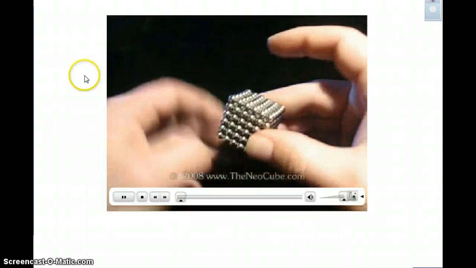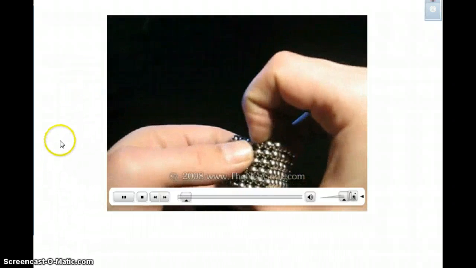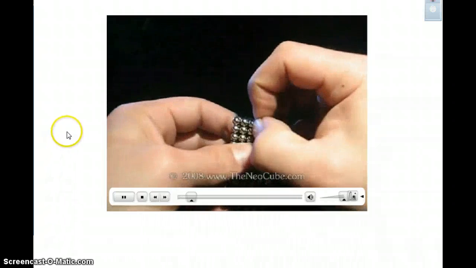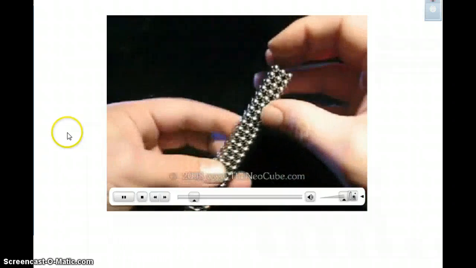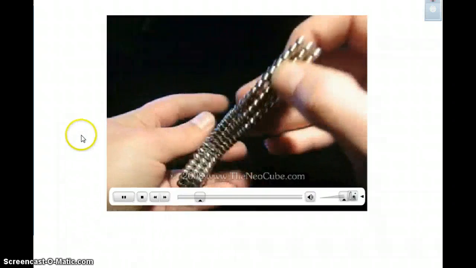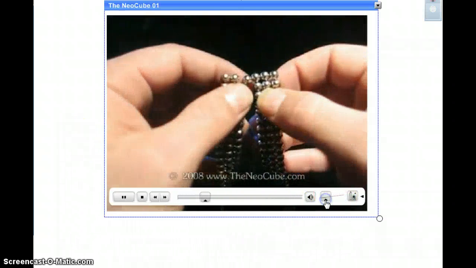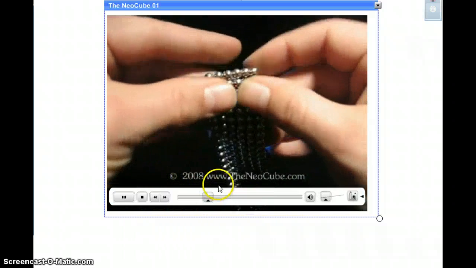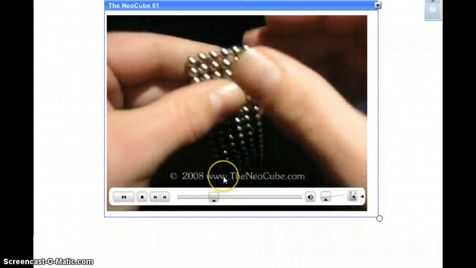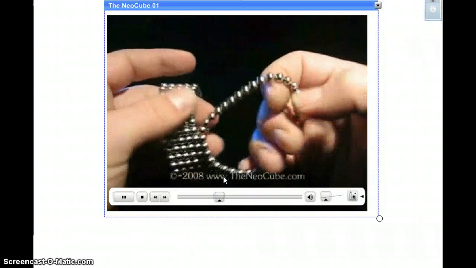Check out the quick video. So these are these magnet thingies, and you can take them apart, you can put them in all different shapes, but the total amount of matter always remains the same. The amount of matter does not change here. It's still the same amount, even though it changes into all different shapes and all different forms.